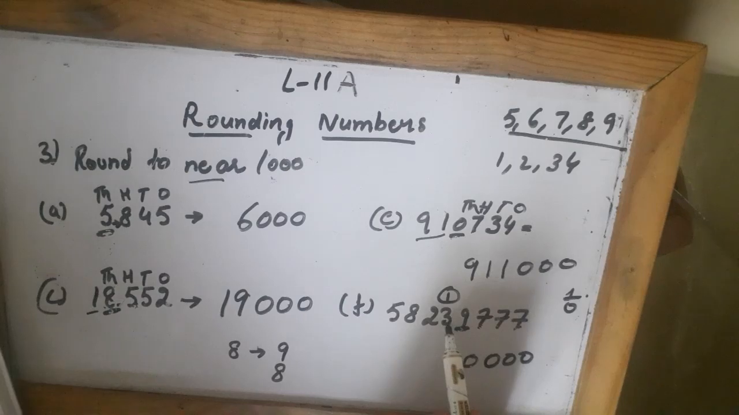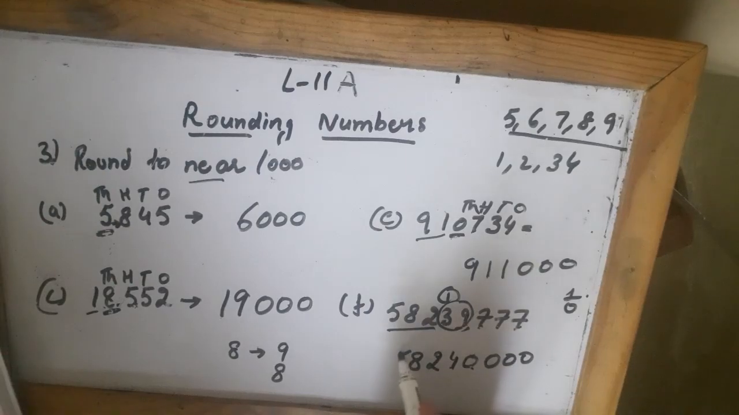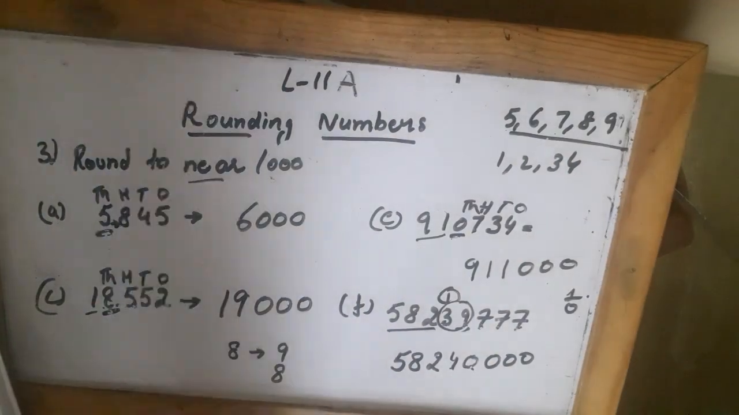So the next digit will become 3 plus 1, 4. Okay, so also you can see this together it is 39. And when saath wala digit is more than 5, so 39 will become 40. And the rest of the digits at the back will remain the same.